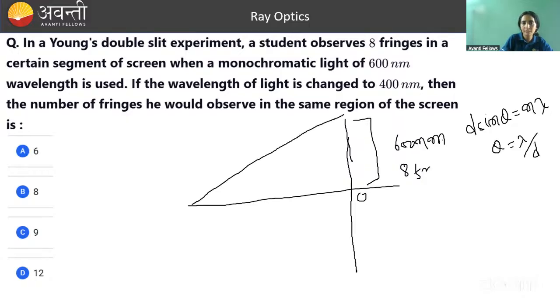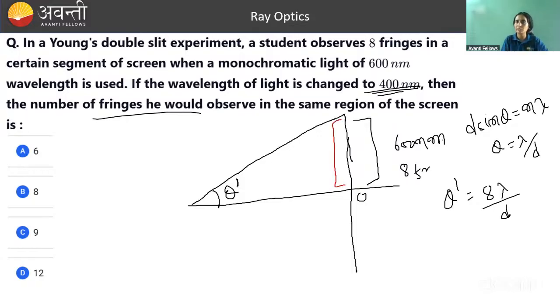If in this region 8 fringes are there, it means this angle theta dash is equal to 8 lambda by d. ठीक है? And now what is said? If the wavelength of light is changed to this one, then number of fringes... So let's say for 400 nanometer, in this same region, how many fringes will we get? Angle will remain the same, right? So again, theta dash will be equal to n lambda dash by d.